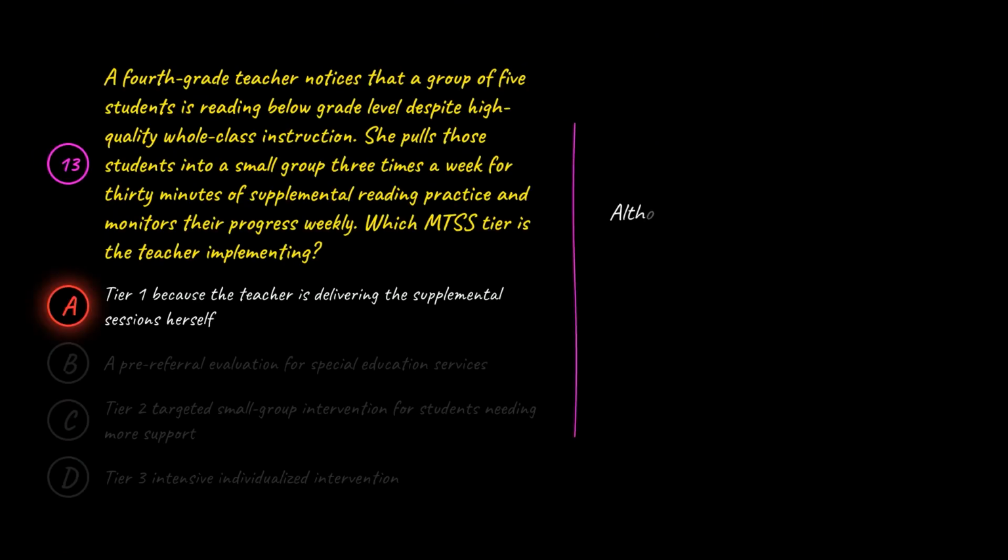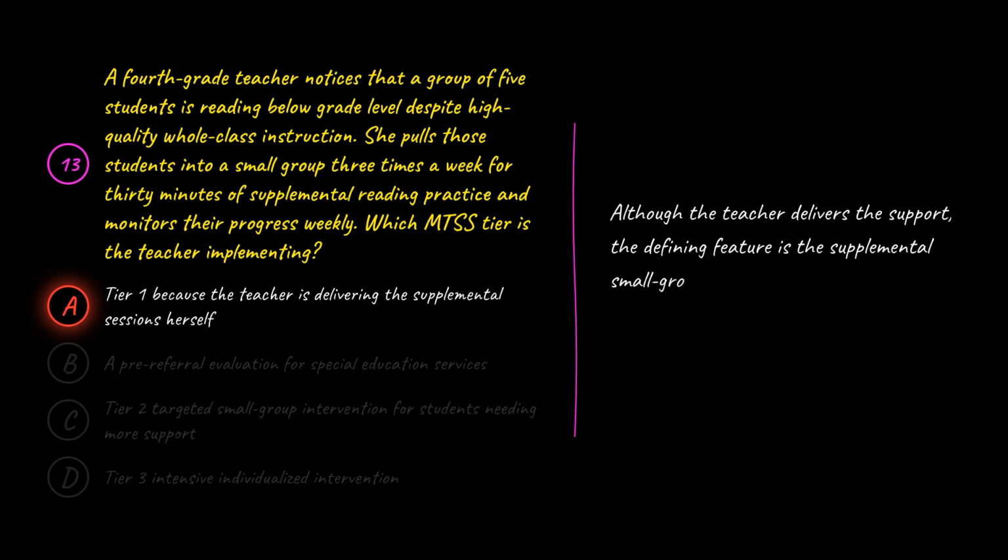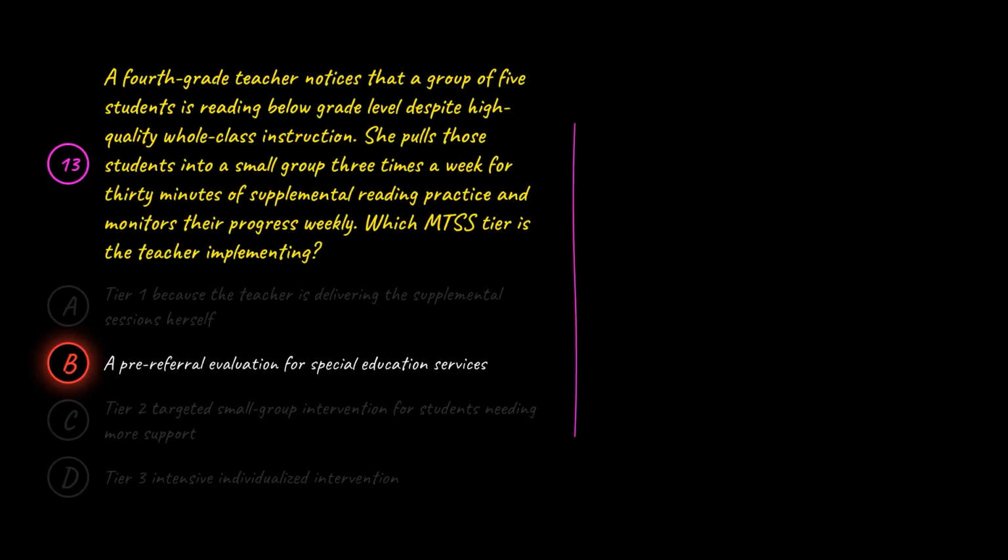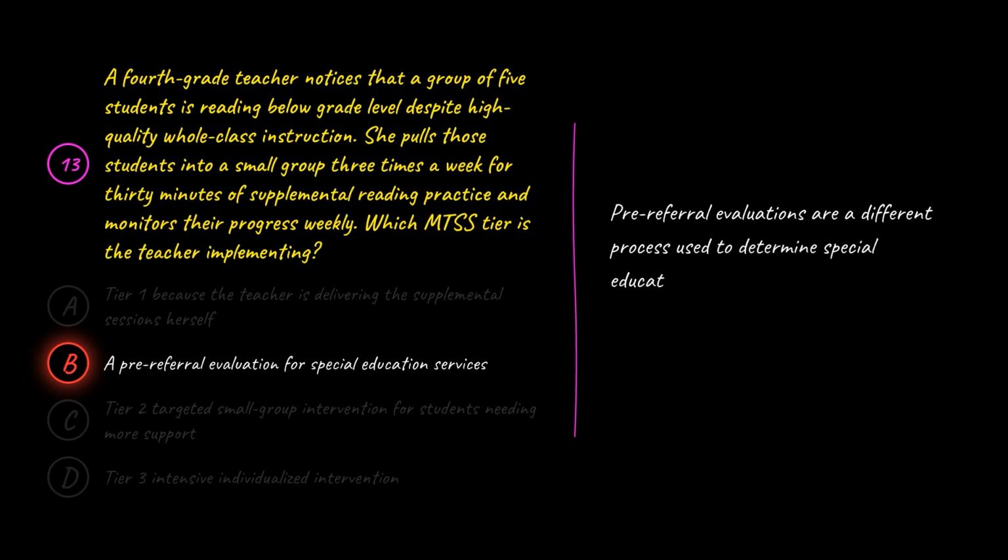A is wrong because although the teacher delivers the support, the defining feature is the supplemental small group setting and the targeted purpose. That places the work at Tier 2, not Tier 1. B is wrong because pre-referral evaluations are a different process used to determine special education eligibility. The teacher is delivering ongoing intervention, not running an evaluation.